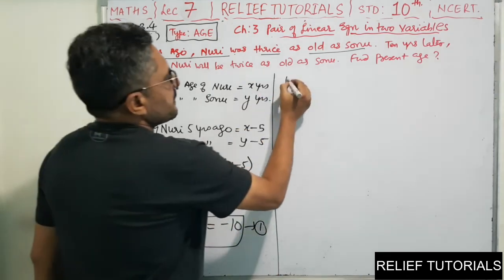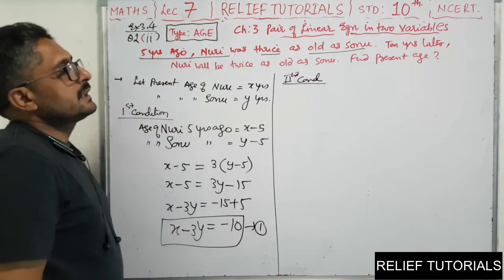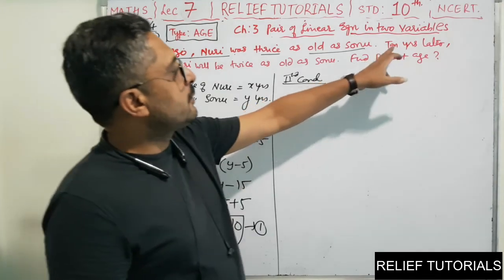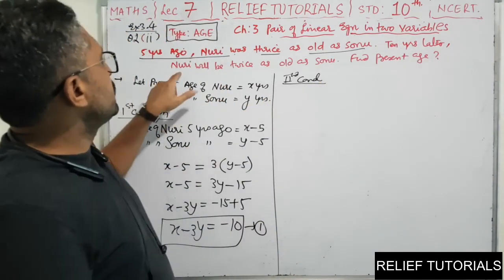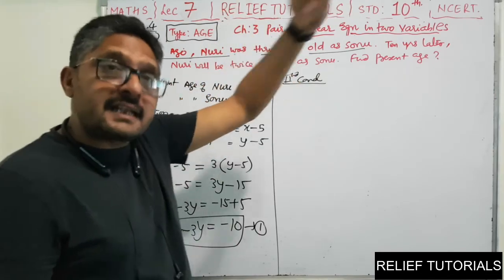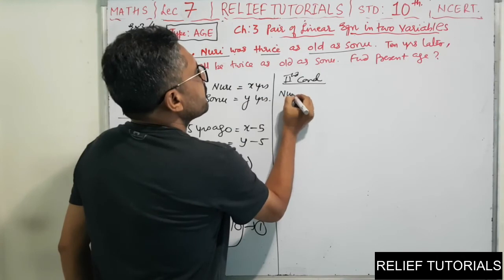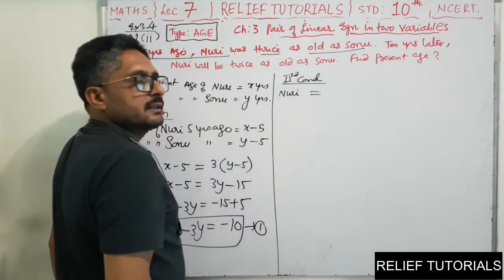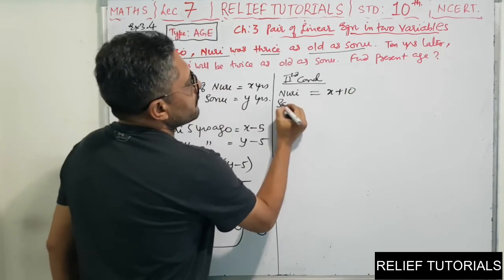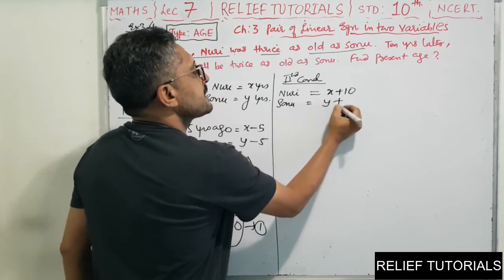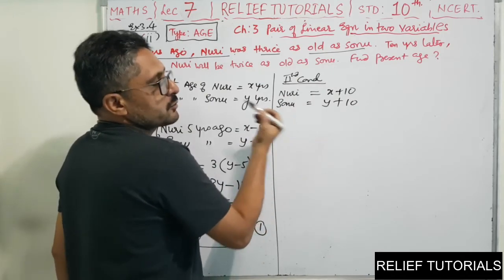Now second condition. What is the second condition? In the second condition, they are talking about 10 years later. 10 years later, Noori will be, means after 10 years. So now present age is x. So age of Noori after 10 years will be how much? After 10 years, it will be x plus 10. And age of Sonu after 10 years will be y plus 10. Just write it in a sentence: age of Noori after 10 years, age of Sonu after 10 years.